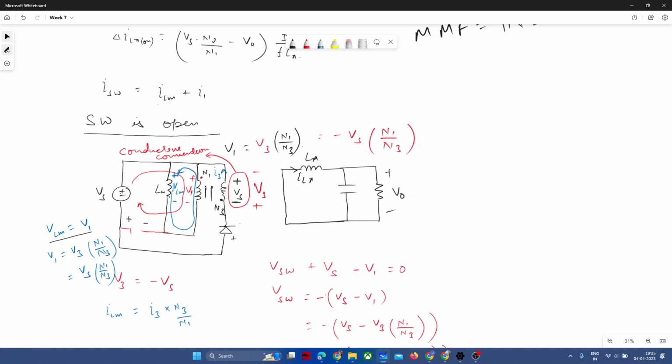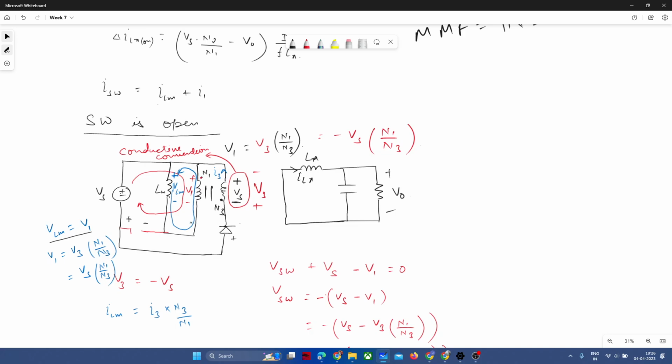Any confusion on this point? Because it is a really subtle point. You need to understand this I1 and I3. The relationship between I1 and I3 is the turns ratio. It is not conductive; it is inductive. Sir, the current I3 is N1 by N3 into I1, right? Yes. I3 is equal to ILM into N1 by N3. I3 and ILM are not connected conductively. That's what I meant.